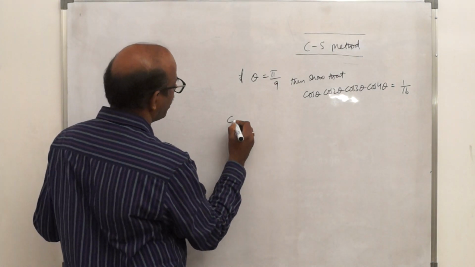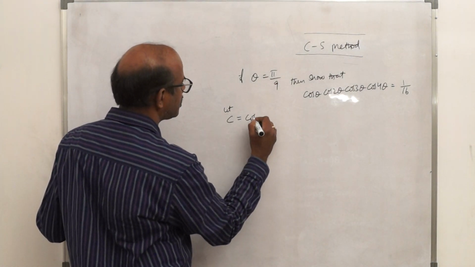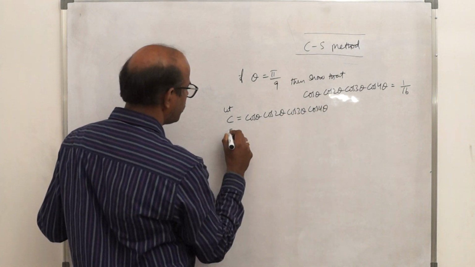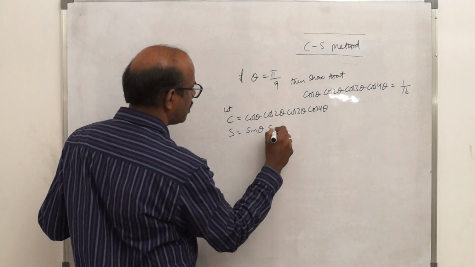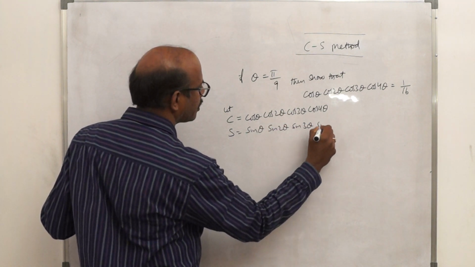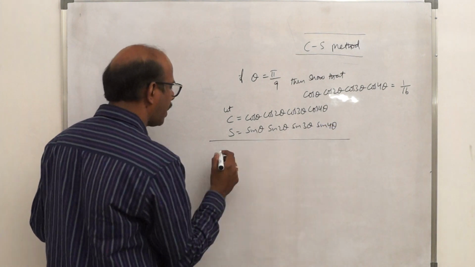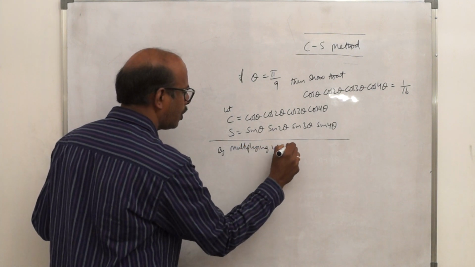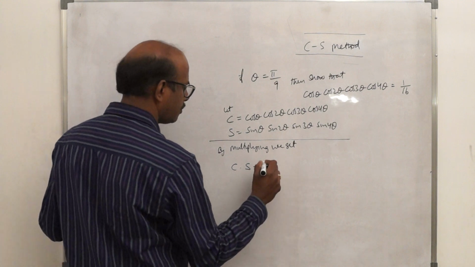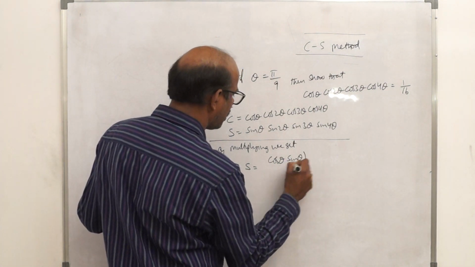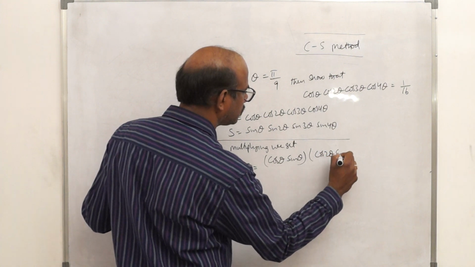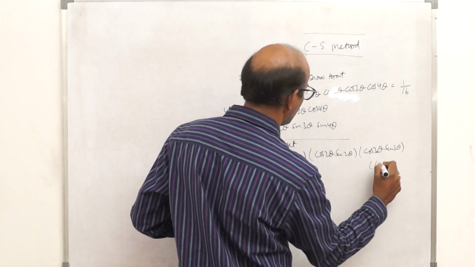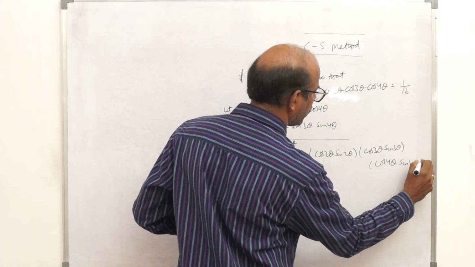Now I assume C as cos theta, cos 2 theta, cos 3 theta, cos 4 theta, and a similar effect for sin: S as sin theta, sin 2 theta, sin 3 theta, sin 4 theta. By multiplying, we get C into S equal to cos theta sin theta under one term, cos 2 theta sin 2 theta, cos 3 theta sin 3 theta, and cos 4 theta sin 4 theta.